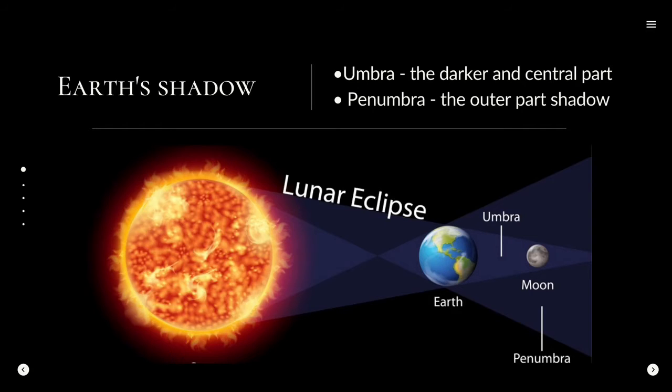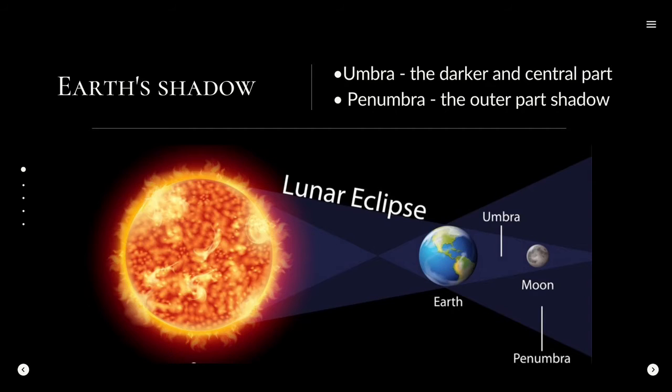Earth's shadows can be divided into two parts, the umbra and the penumbra. The umbra, the darker and the central part, and the penumbra, the outer part. For a lunar eclipse to occur, the Sun, Earth, and Moon must be roughly aligned in line. Otherwise, the Earth cannot cast a shadow on the Moon's surface and an eclipse cannot take place. When the Sun, Earth, and Moon come together in a straight line, a total lunar eclipse takes place.